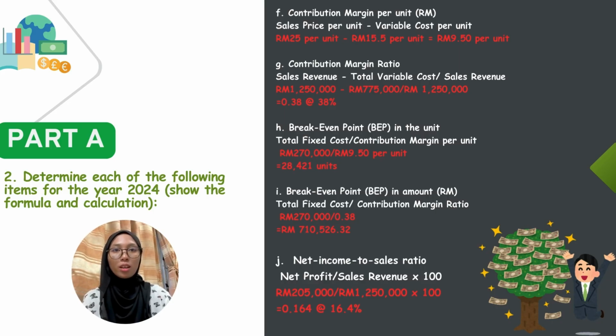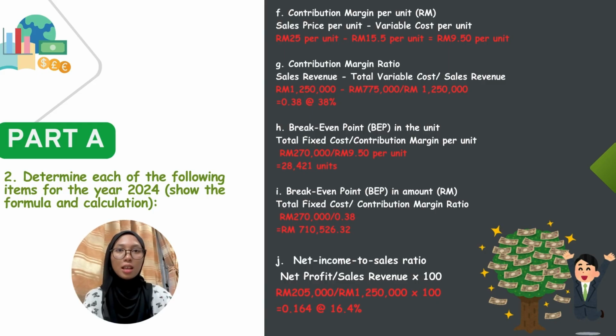So let's look at EcoGlow Lighting performance based on key cost volume profit figures from 2024. The contribution margin per unit was RM9.50, calculated from the selling price of RM25 minus variable cost of 15.50. The contribution margin ratio was 38%, meaning that 38% of every ringgit in sales goes toward covering fixed costs and profit. To break even, EcoGlow needed to sell 28,000 units or RM7,000 worth of product.